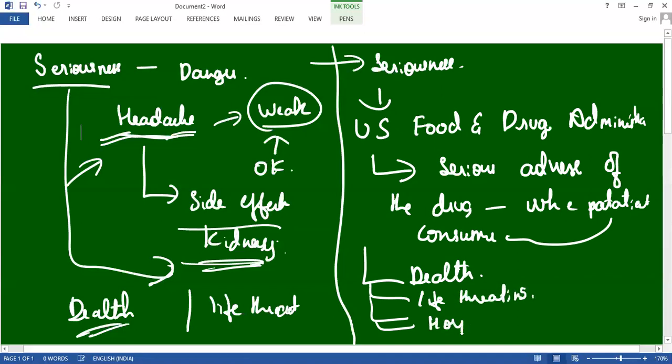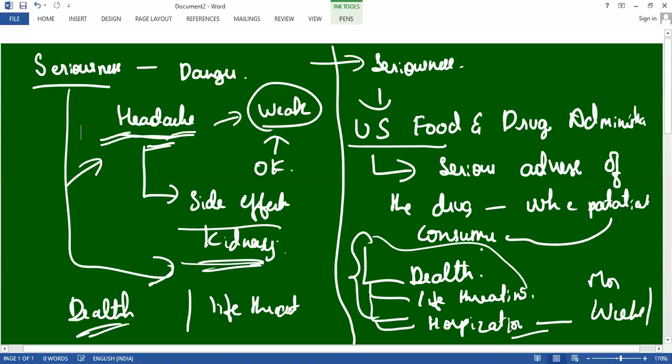And hospitalization. Hospitalization means that a simple medication for the headache may cause a great effect on the body, that may lead to hospitalization for several weeks, a month, from a simple headache tablet. So these are the issues controlled by the US Food and Drug Administration. These are the serious conditions. They decide this tablet belongs to this category, the serious severity conditions.